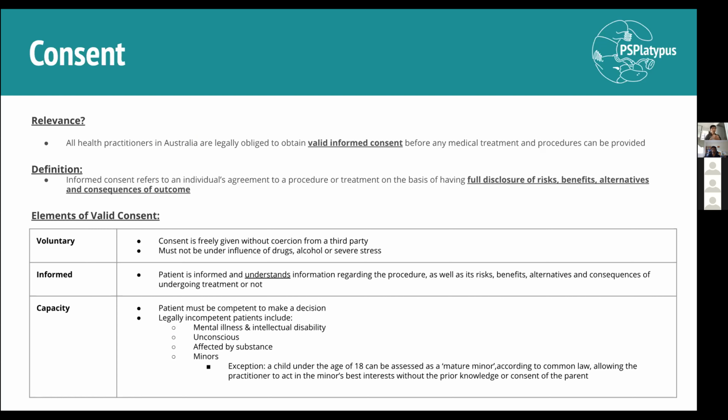So they're not psychotic, they have no mental illnesses, they're not unconscious or under the influence of substances. And in terms of minors, some minors are deemed to be mature minors, which are teenagers who are under the age of 18, but they have the same ability to consent as somebody who's above 18. This is usually assessed under common law, and there's a range of criteria that the person needs to meet, or it is deemed by the practitioner that this person is able to consent to the treatment.